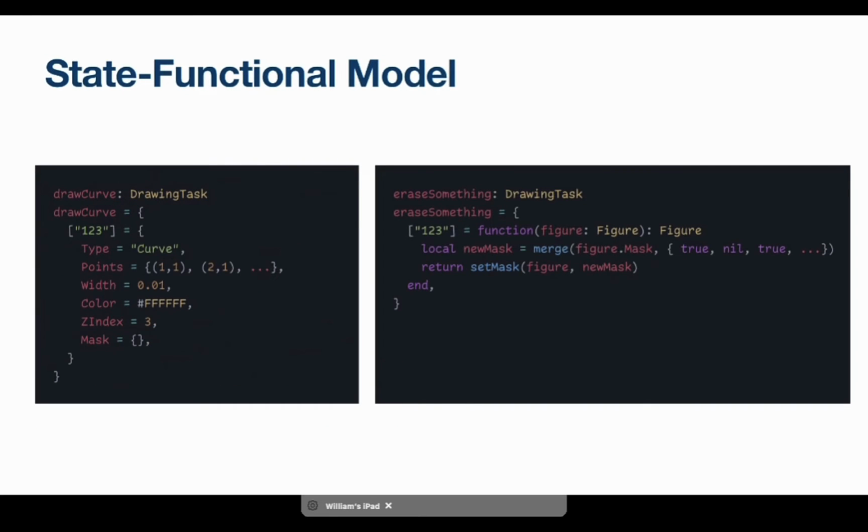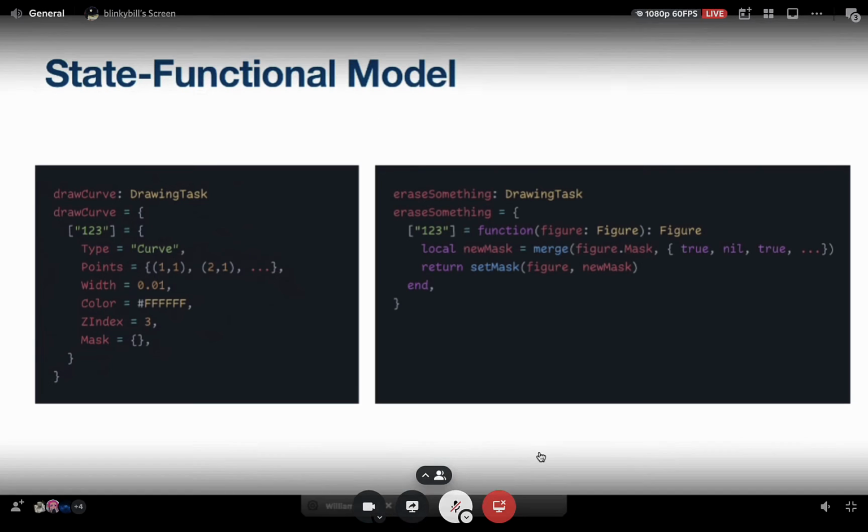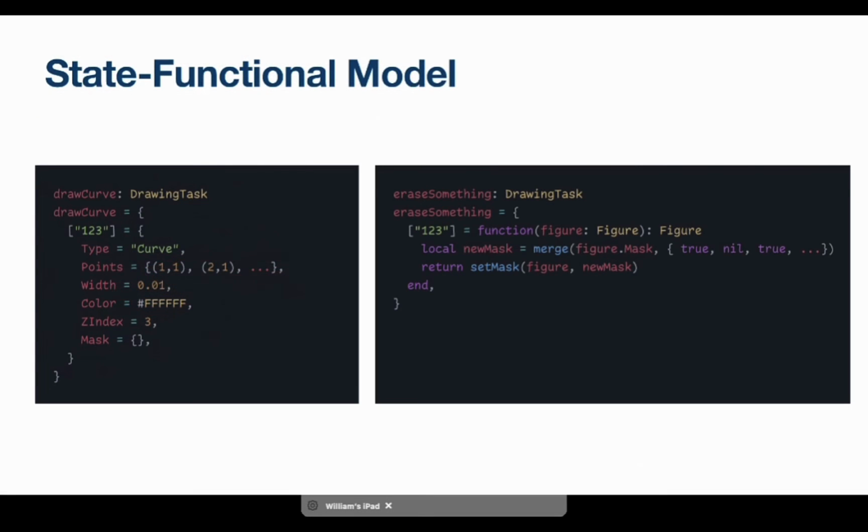Okay, let's move on. Here are two examples of drawing tasks. This first one is a draw-a-curve drawing task, and it says you should add a single curve to the table. It's called 1, 2, 3, and this right here between these brackets is the figure. It has some information about the points along the curve that you should draw to the screen, the width and the color and so on, and the Z index and the mask, which I'll explain in a second. So that one's pretty straightforward. It just says put this in the table of figures.